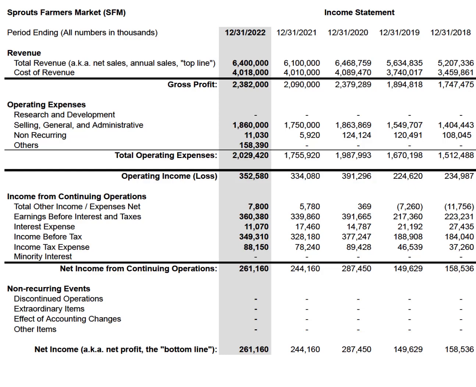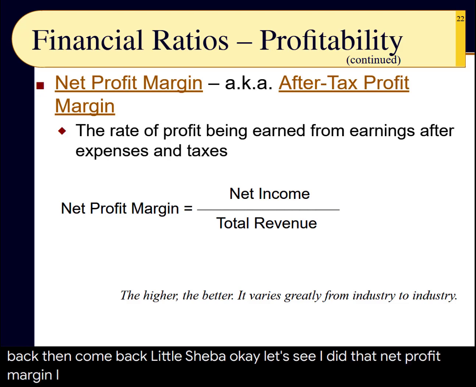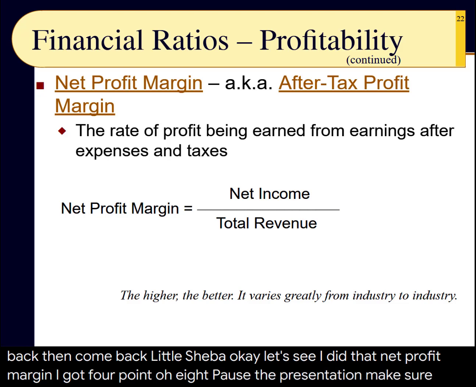You have to keep me on my toes because I make a lot of mistakes here. What did I get? I did that net profit margin. I got 4.08. Is that what you got? Can we pause the presentation? Make sure you do it.